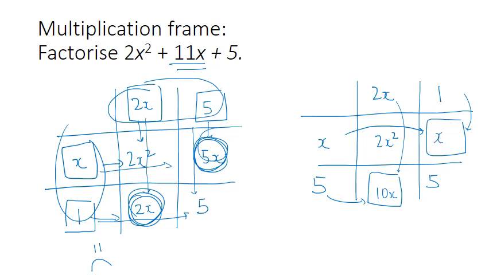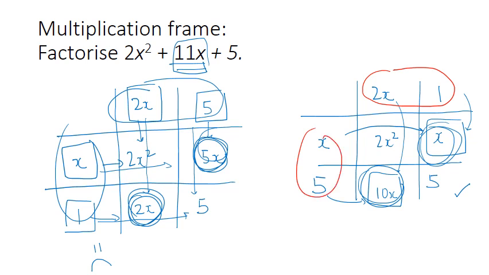If we were to add up these two terms, one term here and one term here, does it give us our middle term, 11x? Yes. So when it does, let's refer to its factors. And that will give us the answer, which is 2x plus 1 multiplied by x plus 5.